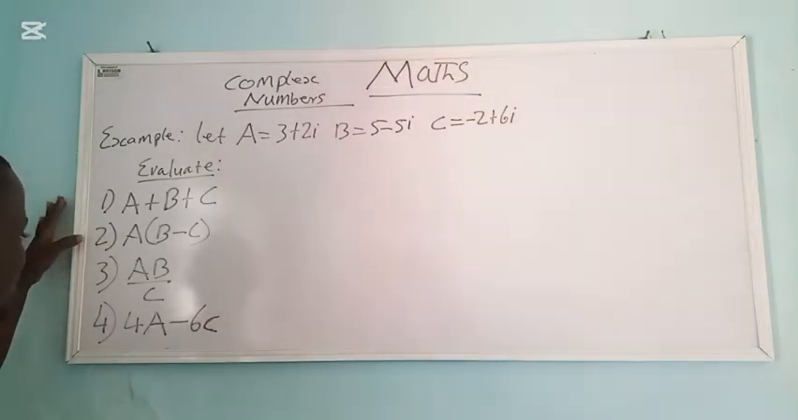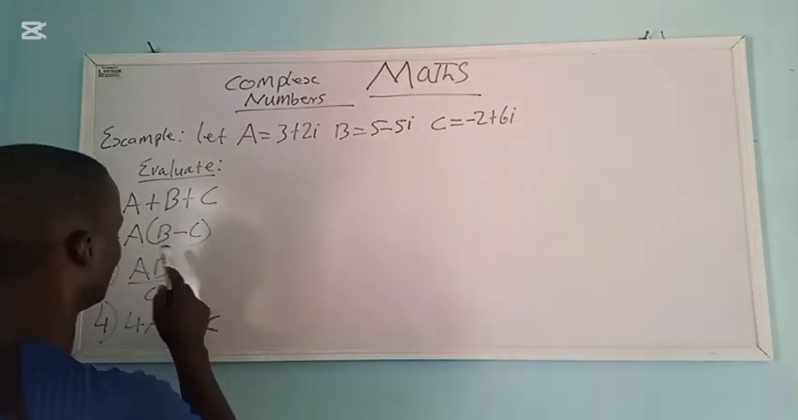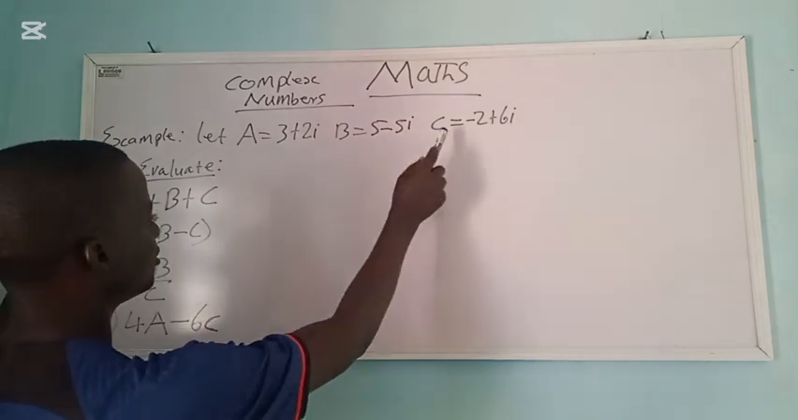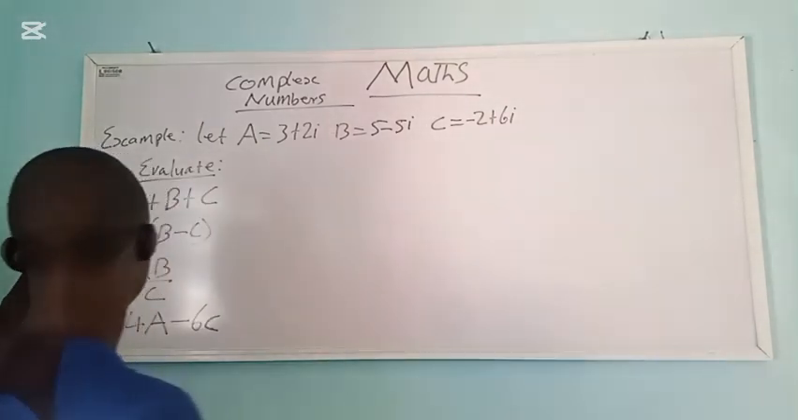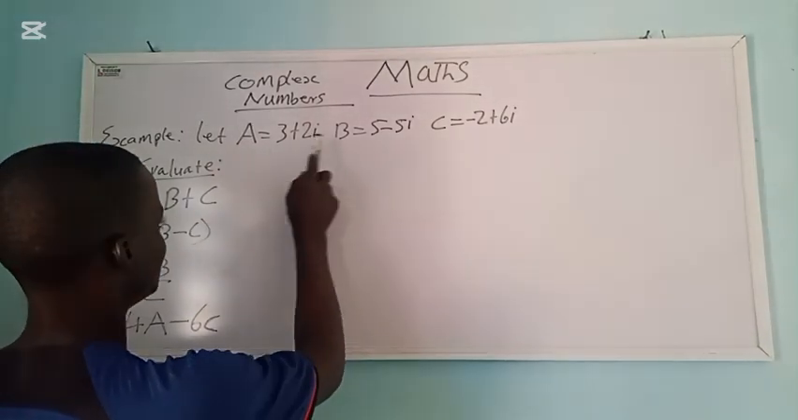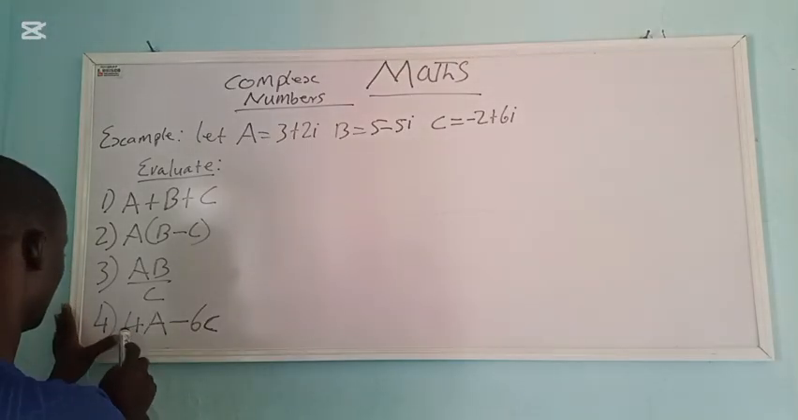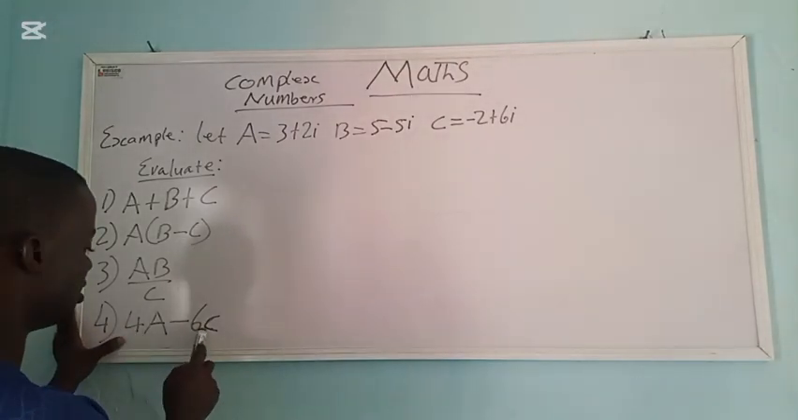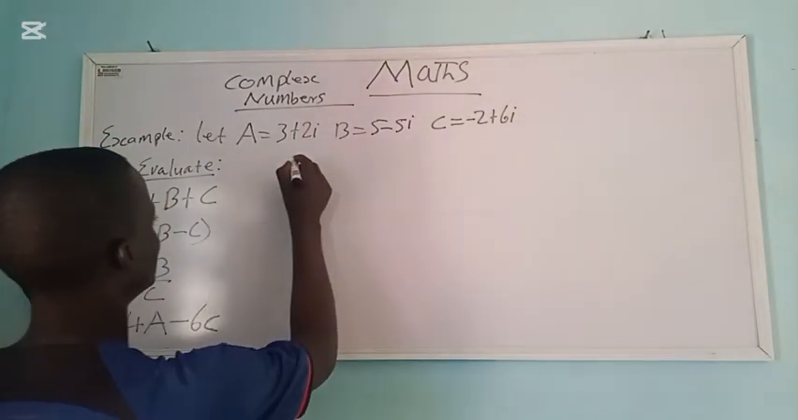Then number two says A, then in bracket B minus C, close the bracket. So that means this one will minus this one, then you will use this one again and times what it minus. So now we'll come to number three, which is A times B, then divide by C. Then we will now come to number four, which is 4A minus 6C. So now let's solve it and see how it will be.